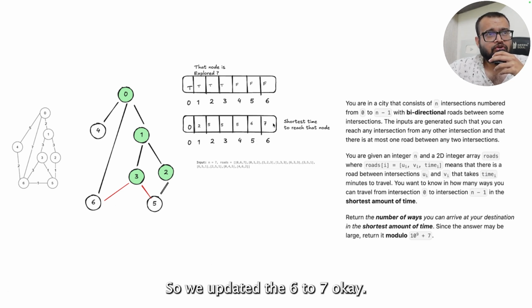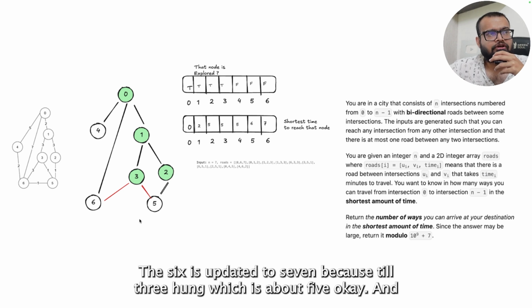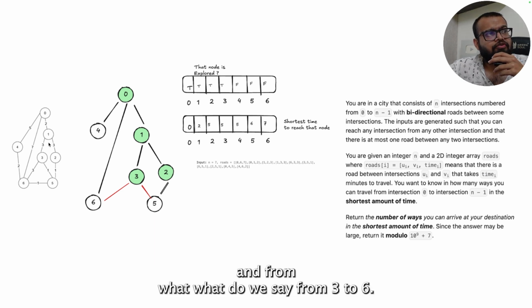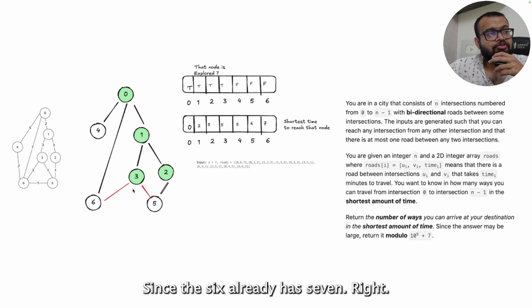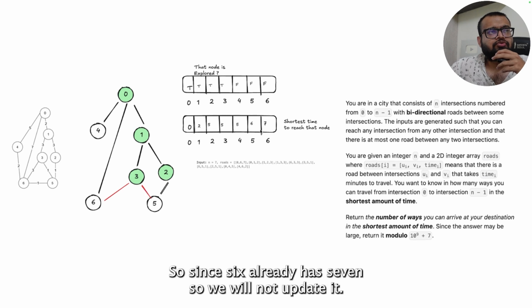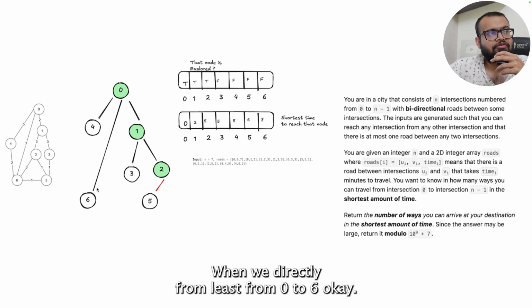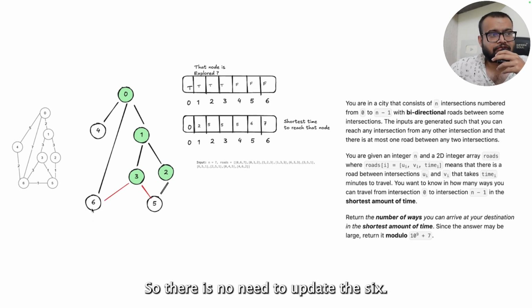So we updated the 6 to 7, because till 3, how much is the path? 5. And from 3 to 6 it is 8, right? Since the 6 already has 7, if you see in the previous diagram, we will not update it. We updated it earlier only, when we directly reached from 0 to 6. So there is no need to update this 6.